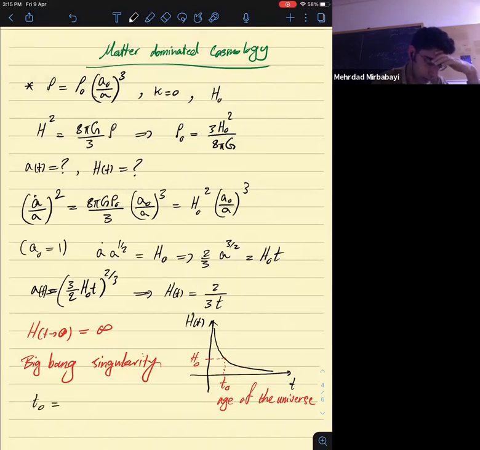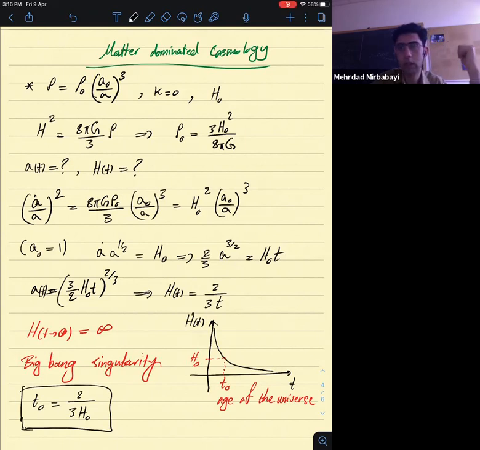So here T0 will be just 2/3 H0. So if I measure H0 and measure curvature, I know that the age of the universe, the time from the Big Bang singularity until today, is just 2/3 H0 in this matter-dominated universe. Any question?